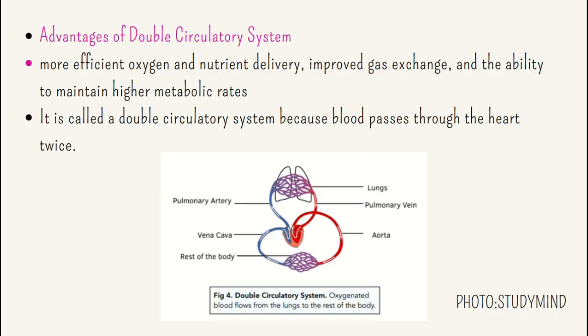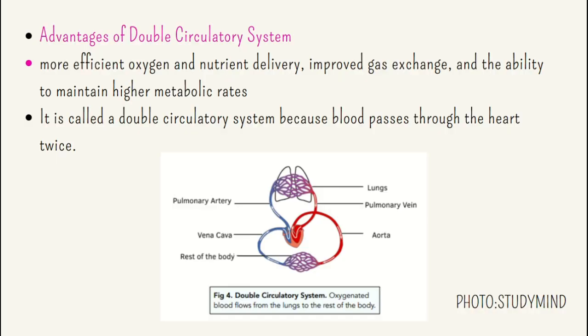So we said before that we, as humans, have a double circulatory system, right? And we said that blood passes through the heart twice. That is what we said. Now, why is it so advantageous to have a double circulatory system? So, more oxygen and nutrient delivery, improved gas exchange, and the ability to maintain higher metabolic rates. So, all that physical activity, running up and down, it works out. And as I said before, because of the size of our bodies, we need this double circulatory system. The blood cannot pass through the heart just once to sustain the body.